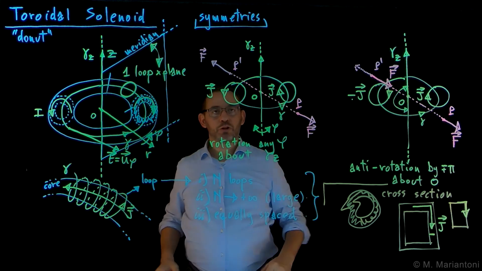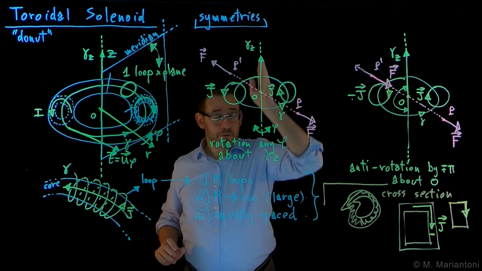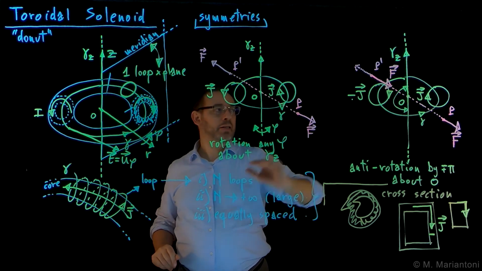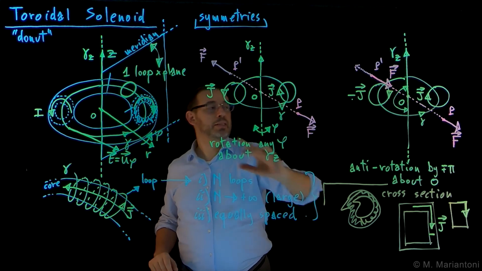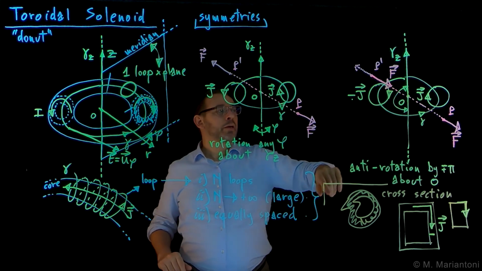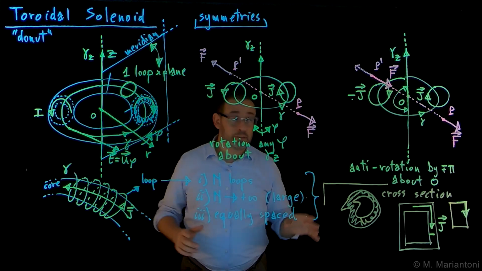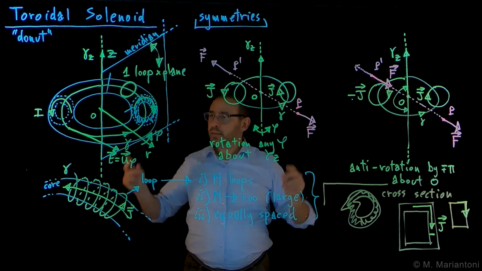We look at the symmetries, which are exactly the same as for the infinite line of current, so rotation and anti-rotation symmetry. Sorry, rotation of any phi about gamma z and anti-rotation about O. There is no translation symmetry in this case, there isn't. Okay? And that's it.